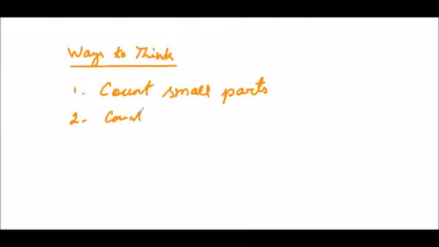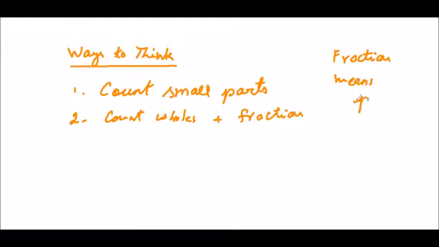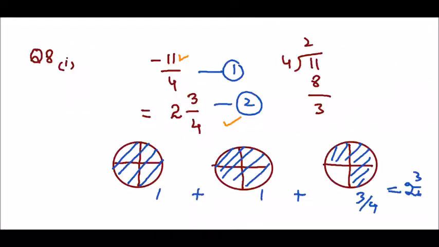But in this case, count wholes plus fraction. Fraction means part. Now, for example, once again, now this is 1 whole. This is again 1 whole, and 2 whole contains 8 small parts, and this contains only fraction. This is 3 parts. 1 2 3, 3 parts. 3 out of 4 parts.